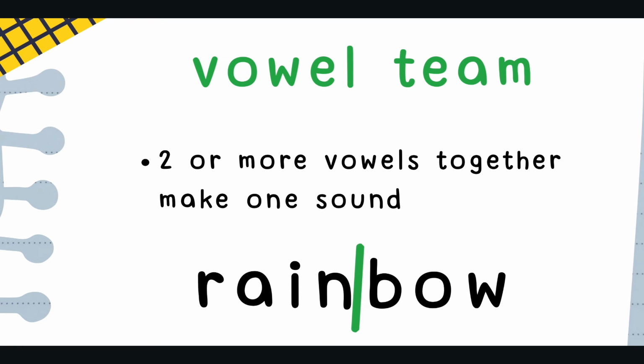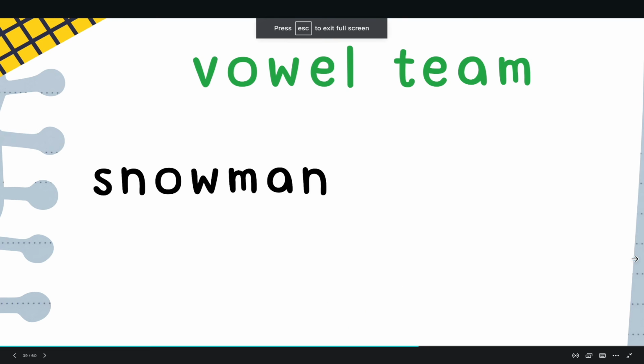Another super fun one that has to do with vowels is a vowel team syllable break. That means there's two or more vowels together and it makes one sound. So we have the vowel team AI saying A, rain. I'm going to put my break right there because then I'm going into a new syllable. Remember, each syllable has at least one vowel sound. Rainbow. So let's see. How would you break up this one? Look for the vowel team.